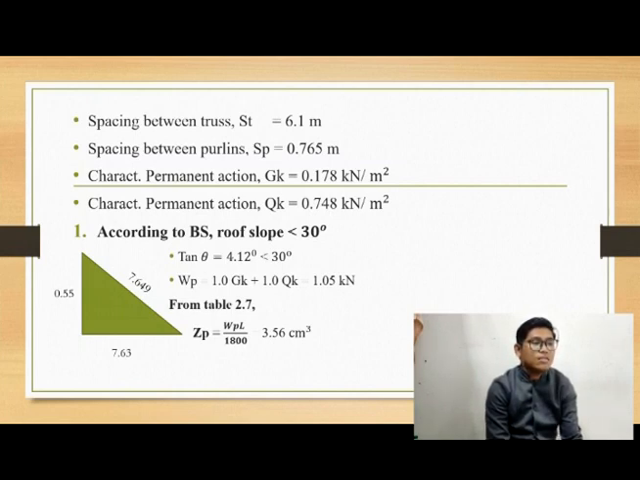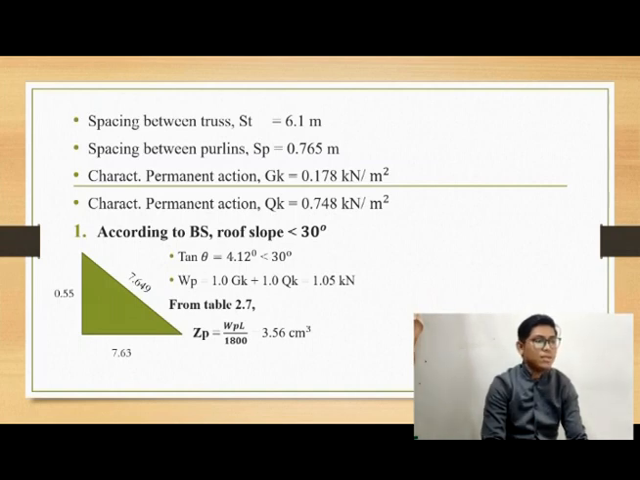Our GK and QK are 0.178 kN per meter squared and 0.748 kN per meter squared. According to the BS, the roof slope should be less than 30 degrees. So we calculate our roof slope using tangent theta. Our group gets 4.12 degrees, which is less than 30 degrees.